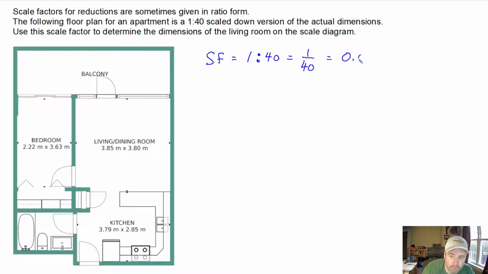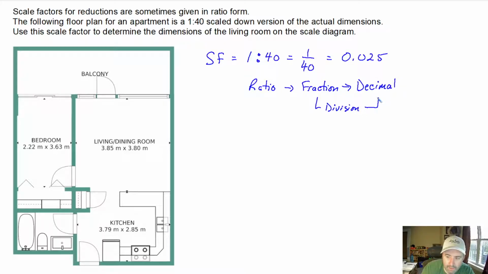So 0.025. If you get a scale factor given as a ratio like that, you've got to go from ratio to fraction. And then you take your fraction and divide it out, and that takes you, if you want, to your decimal. So again, you just treat your fraction as a division, and that gets you your decimal. So 1 over 40 is 1 divided by 40.